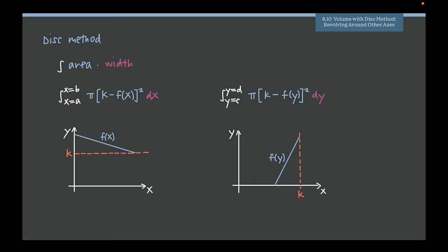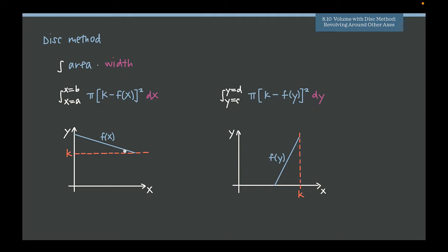Topic 8.10, we're again looking at volumes of revolution with disk method, but we're revolving around other axes of revolution. So let's focus in first here on the left-hand side. Remember that when we use disk method, it's all about this integral here. This is really what we want to remember, the integral of area times width. And we want to think about this area times width as relating to the cross-section of the three-dimensional figure that we're creating when we rotate around the axis of revolution.